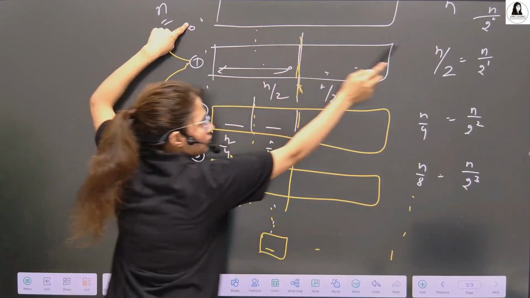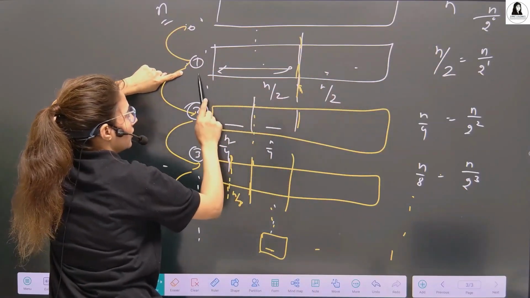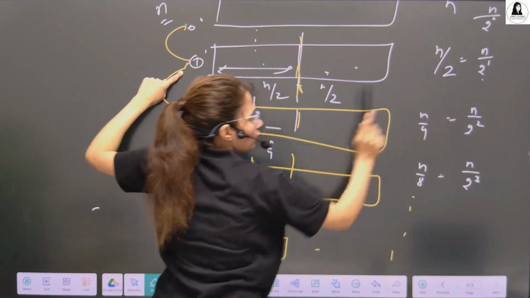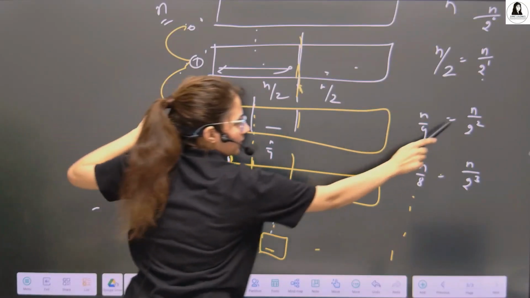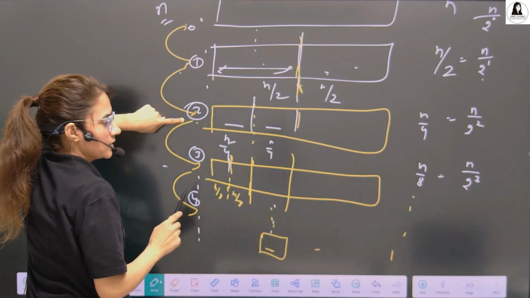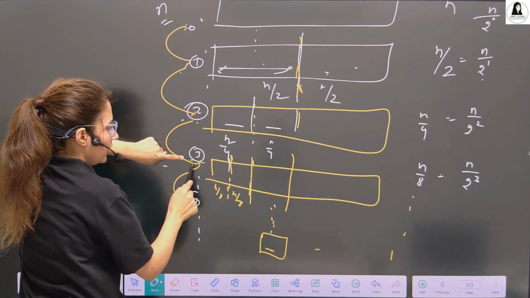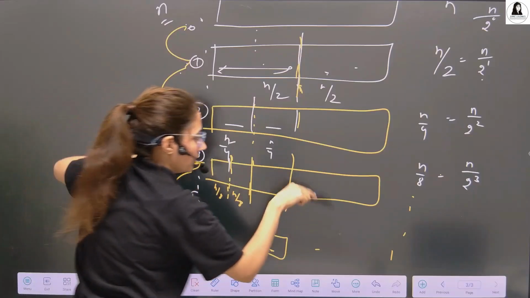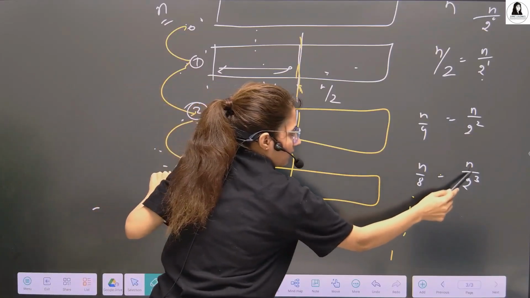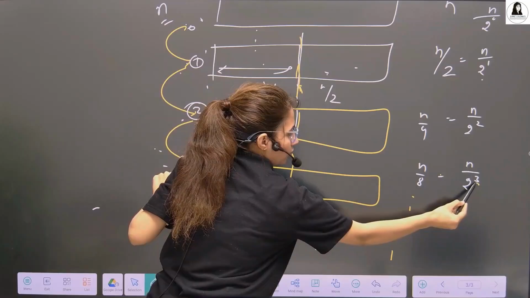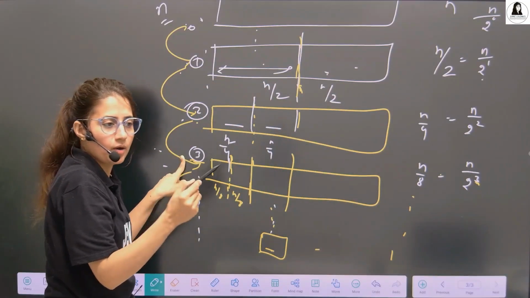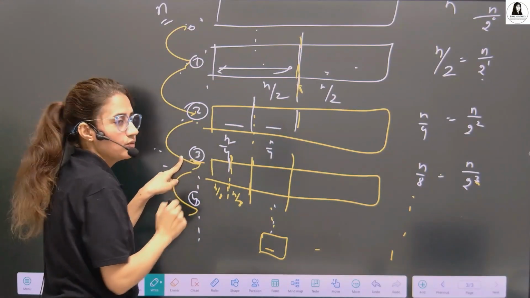Here, 0 comparison, so n divided by 2 raised to power 0. 1 comparison, so n divided by 2 raised to power 1. 2 comparisons, n divided by 2 raised to power 2, something like this. Then 3 comparisons, or you can say in level 3, n divided by 2 raised to power 3. So whatever the power you have of 2, it's equal to the number of comparisons.